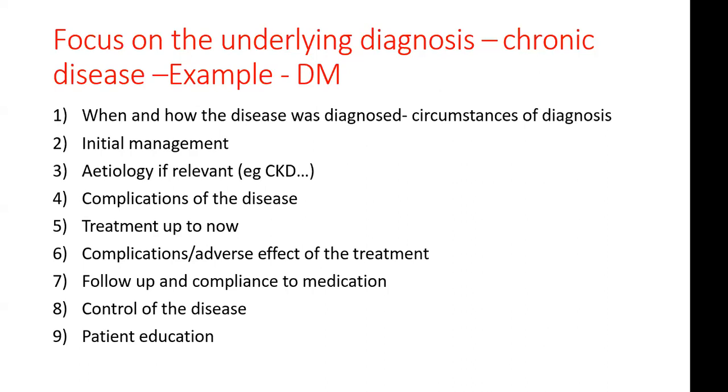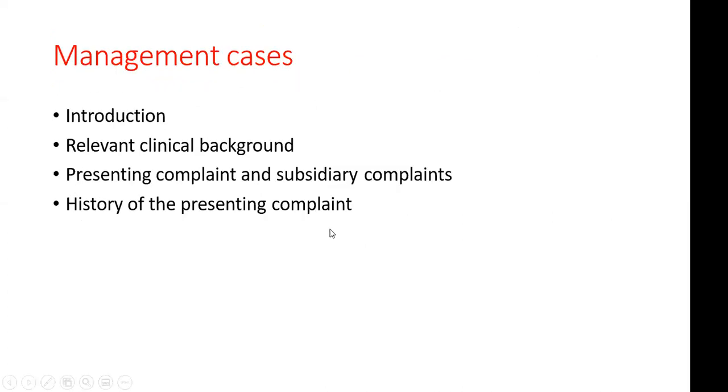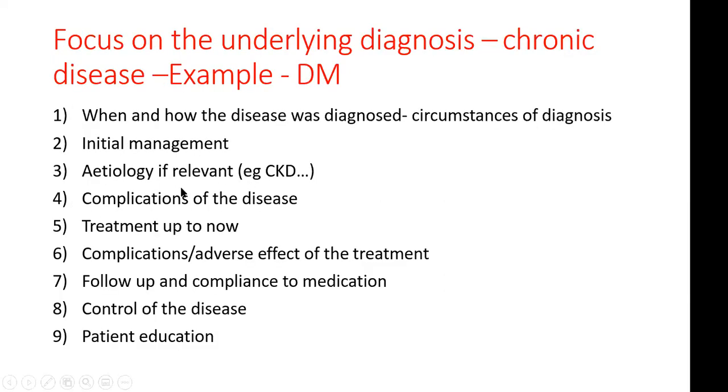So these 9 points you need to describe in a management problem. So management problem is patient has a chronic diagnosed disease, comes with a complication or comes with some problem related to that. Okay. So describe as we have done, the initial part. Make sure that you don't forget the history of presenting complaint. Make sure that you describe that, but you can describe that relatively short, not as detailed as you would do in a diagnostic case. Okay. And then move on to these 9 points about the chronic disease.